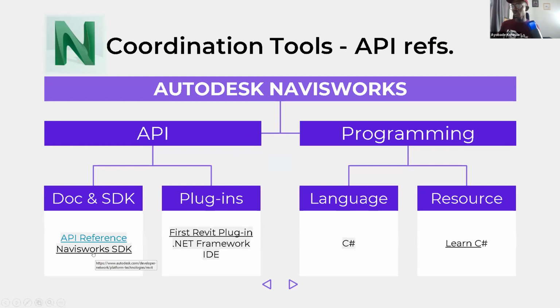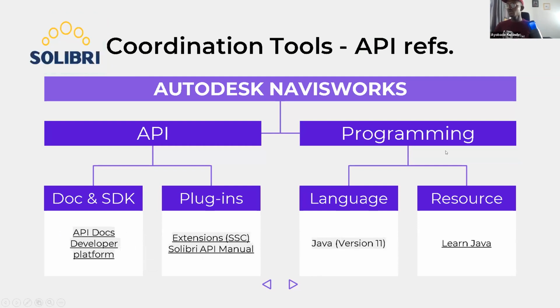SDK, which is called the software development kit, that helps you to understand or navigate through the API. That's a downloadable desktop app that has all the API references and documentation in there. You can also create plugins for Navisworks, which works with the C# programming language, and I also suggest the same resource to learn Python, which is W3 Schools.